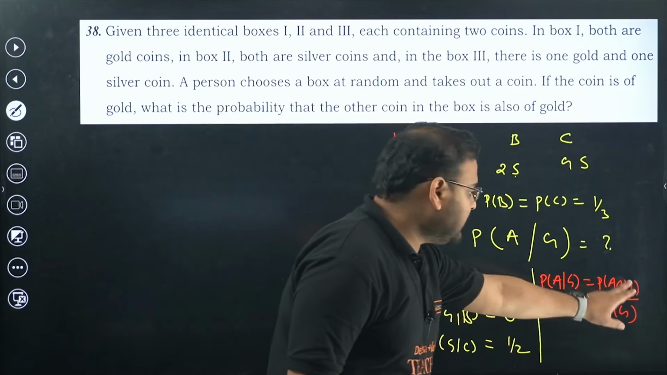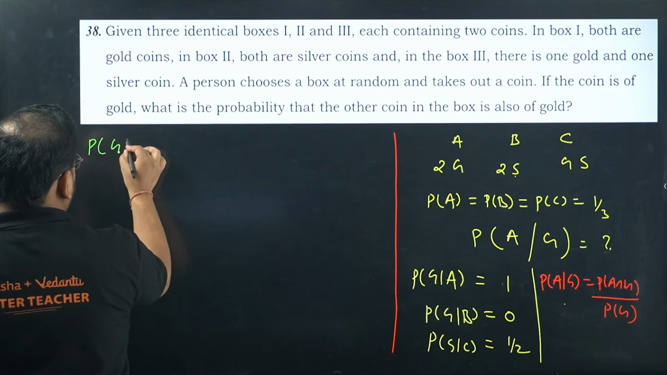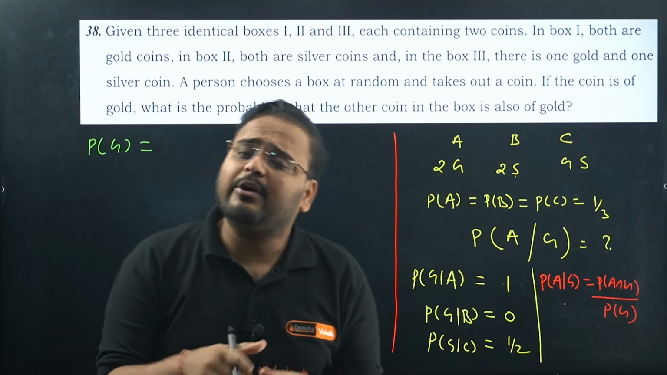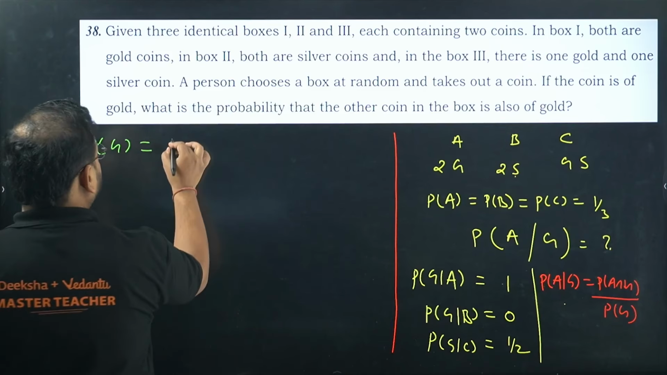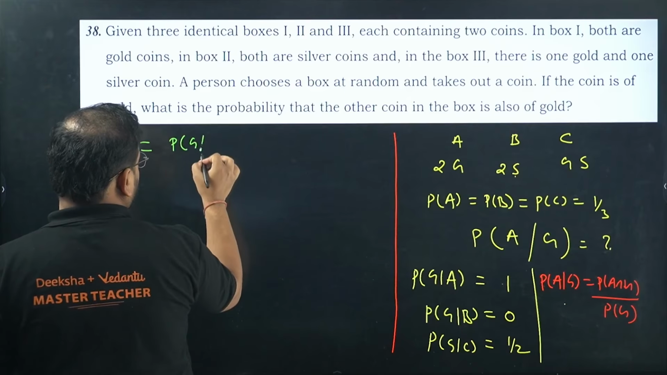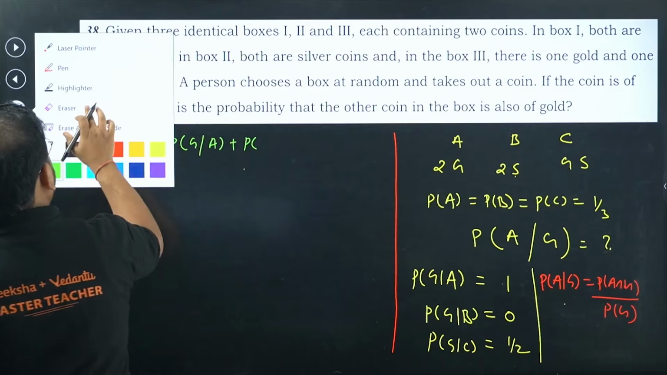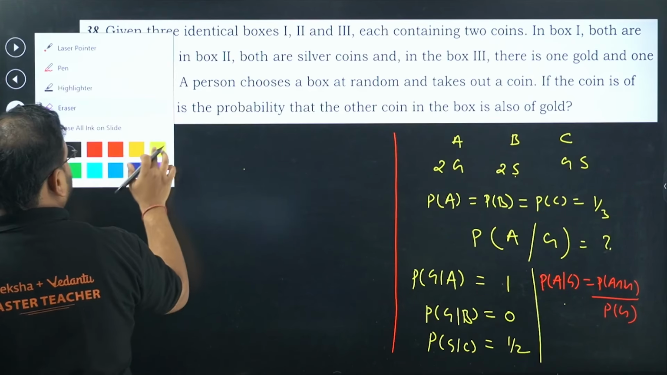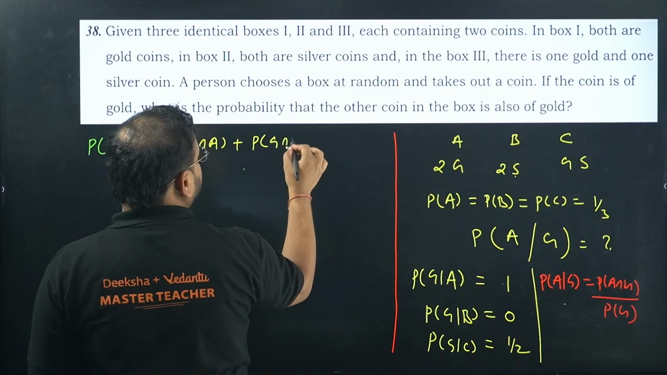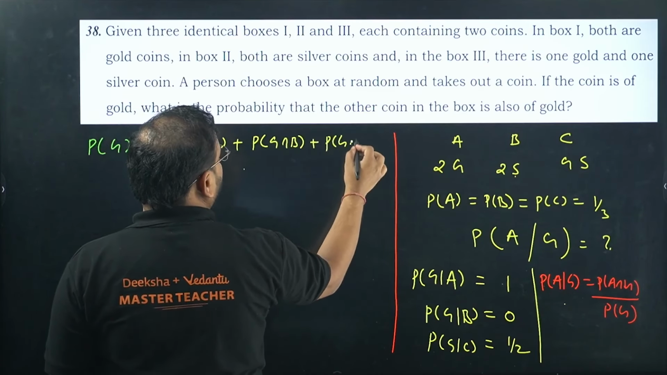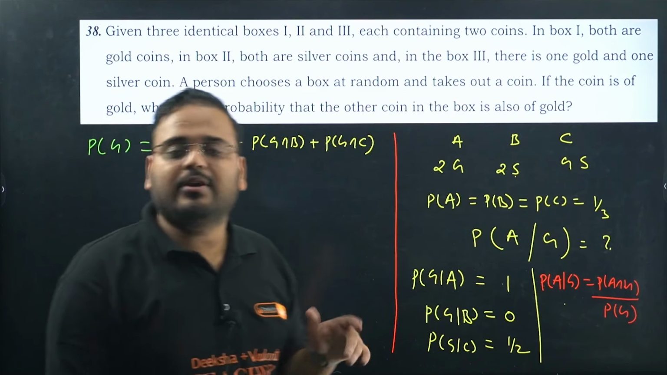Now, let's find these two values in the fraction. Let's find PG first, the probability of getting a gold. Now, how can you get gold? You can get gold from the first box, the second box, or the third box. So gold from the first box, or gold from the second box, or gold from the third box. Means gold with first, second, or third. That's what we're going to write for PG.